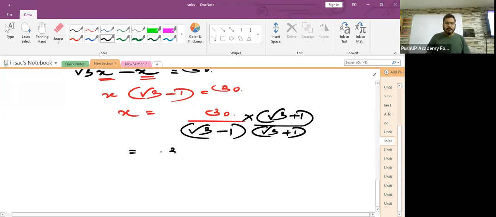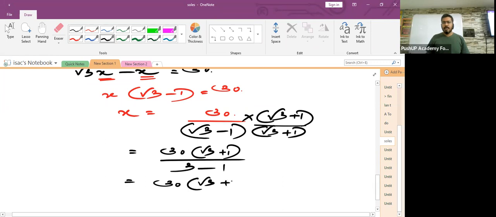Now, the numerator will become 30 into root 3 plus 1, divided by, now, what is root 3 minus 1 into root 3 plus 1? It is a minus b into a plus b, which is nothing but a square minus b square, isn't it? A square minus b square. So root 3 square is what? 3. Minus 1 square is what? 1. So you get 30 into root 3 plus 1.